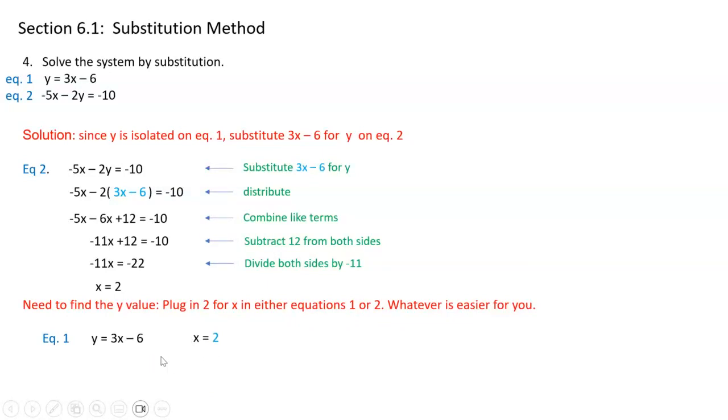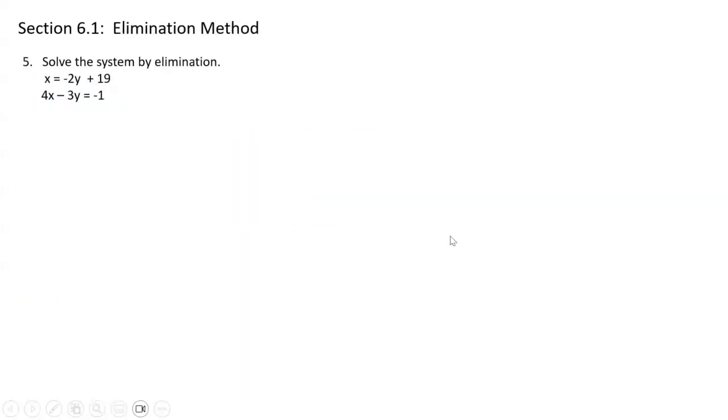So I'm going to plug in 2 for x, and then I'm going to simplify the right side of the equal sign. So y equals 6 minus 6, y equals 0. So that means that my x is 2 and my y is 0. So that's my solution. If you notice, we got the same answer as when we did it by graphing. Now I can also do it by the elimination method, but I'm going to show you two different equations to do it by the elimination method.